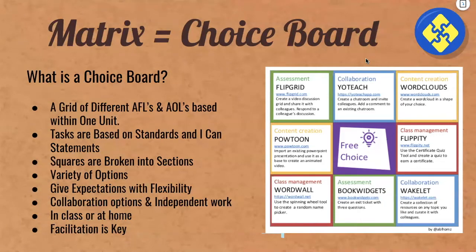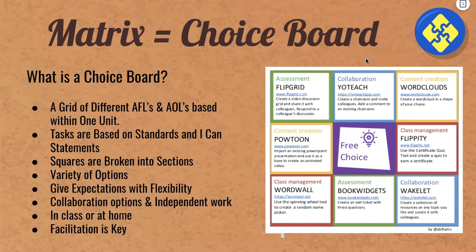Really what a choice board is, it's essentially a grid that you create, based off of different AFLs and AOLs that are all held within one unit. So you go into your Rubicon, you have one unit of study, and it's all the different AFLs and AOLs that you like to see, or ideas that kids could potentially make. To create those, you're going to go into your standards, see how the unit goes, and break those standards down into ICANN statements, so you know exactly what you want your students to learn how to do.